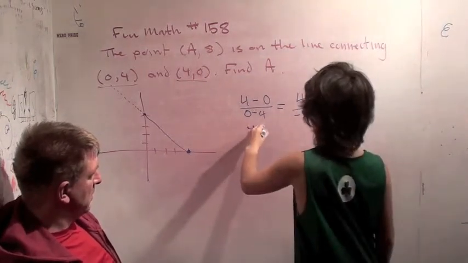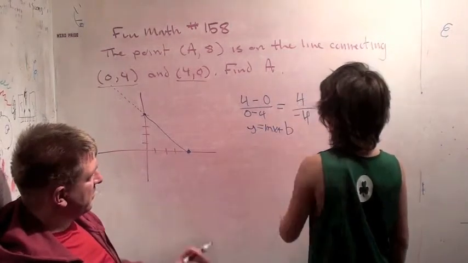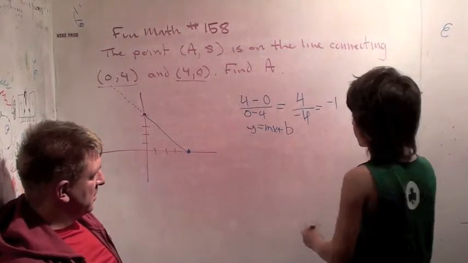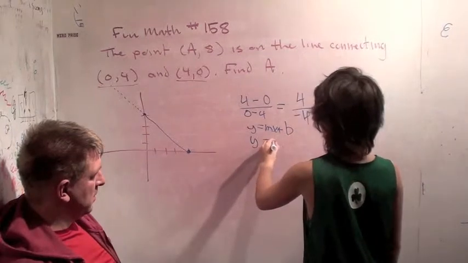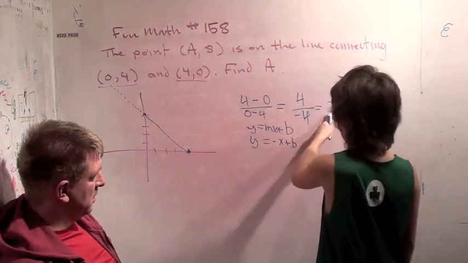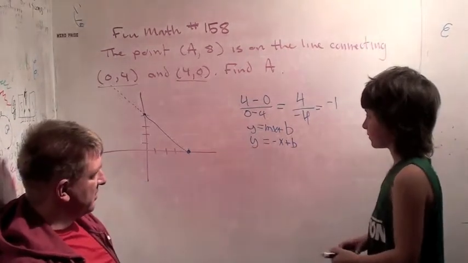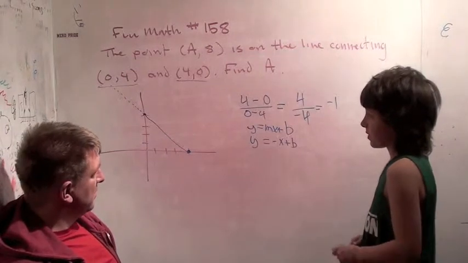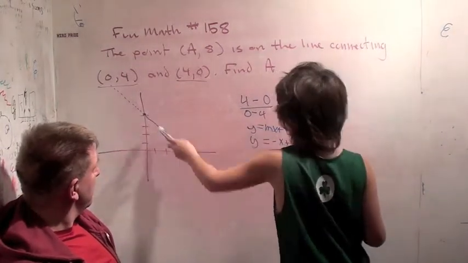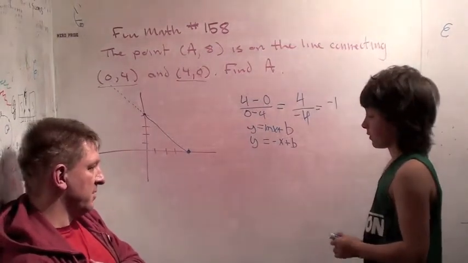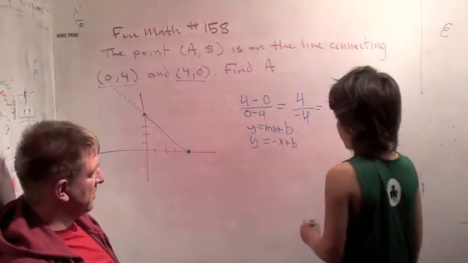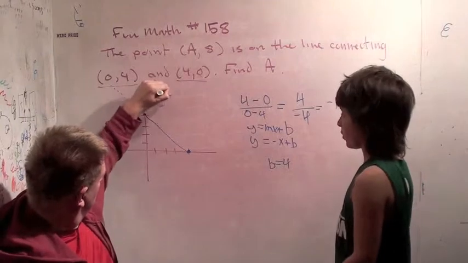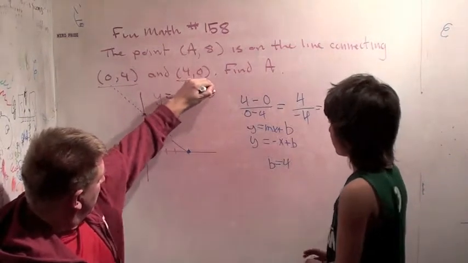What is this form of the line called? Y equals mx plus b, the slope-intercept form. Okay. So y is minus x plus b. The slope, we found, was minus 1. Now we just need to find b. What's b called? b is the y-intercept. The y-intercept is when x is 0, so it's (0, 4). We already know b is 4. (0, 4) is on the line. That was a nice little trick. So b is 4. So the equation of this line is what? So it's y equals minus x plus 4.